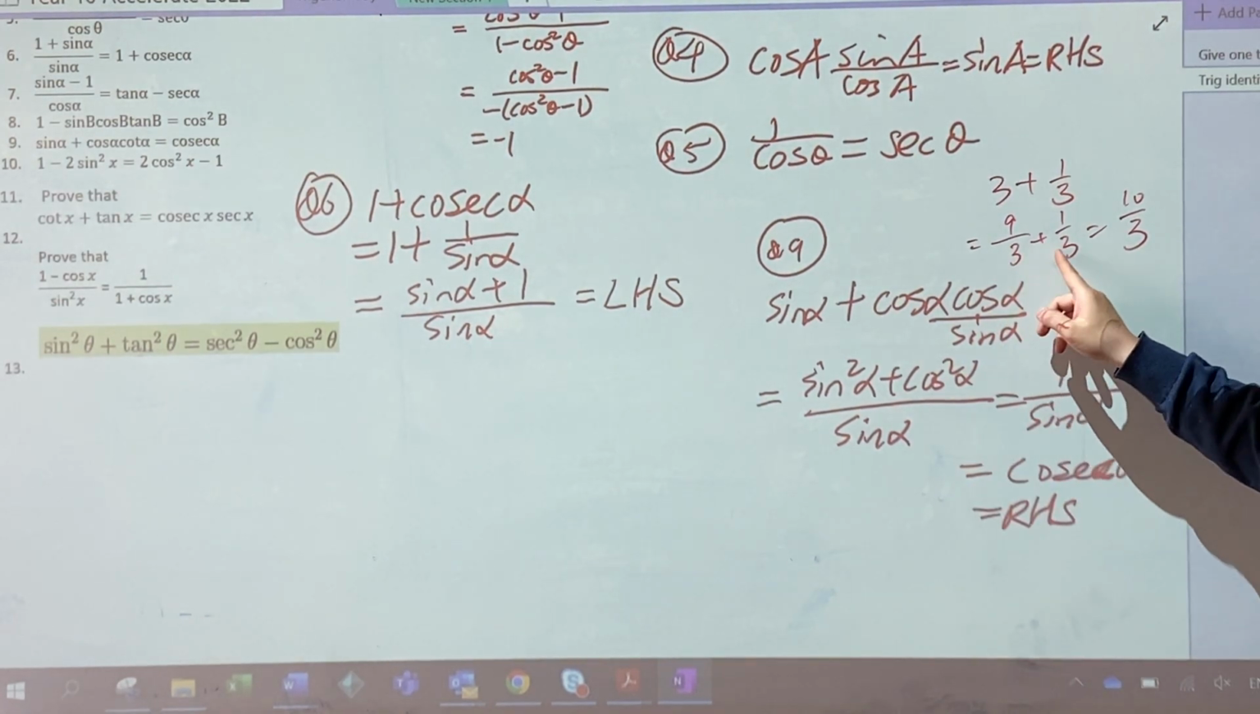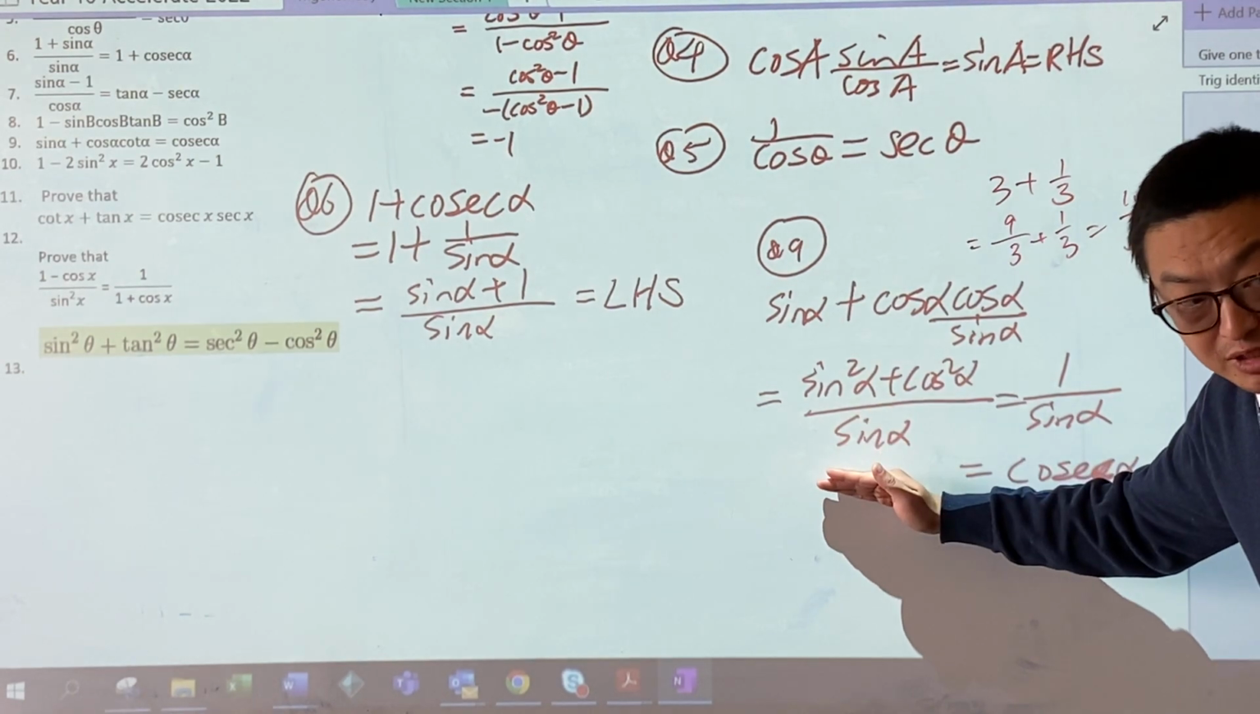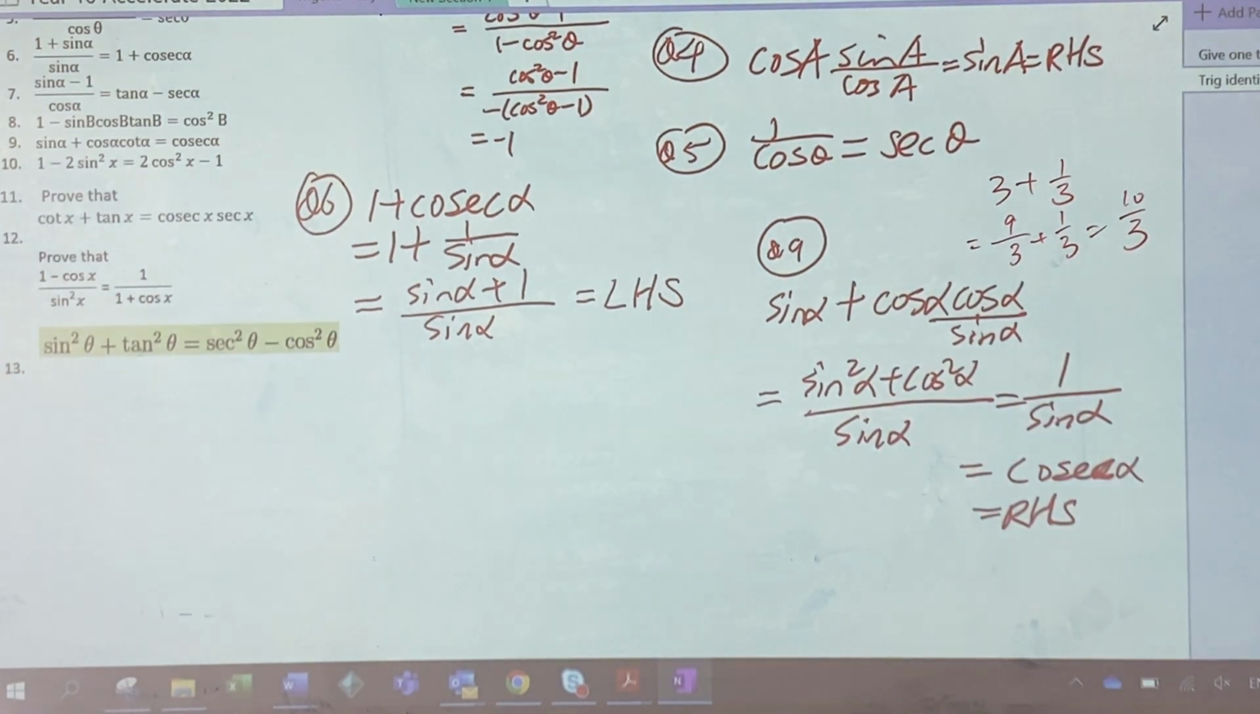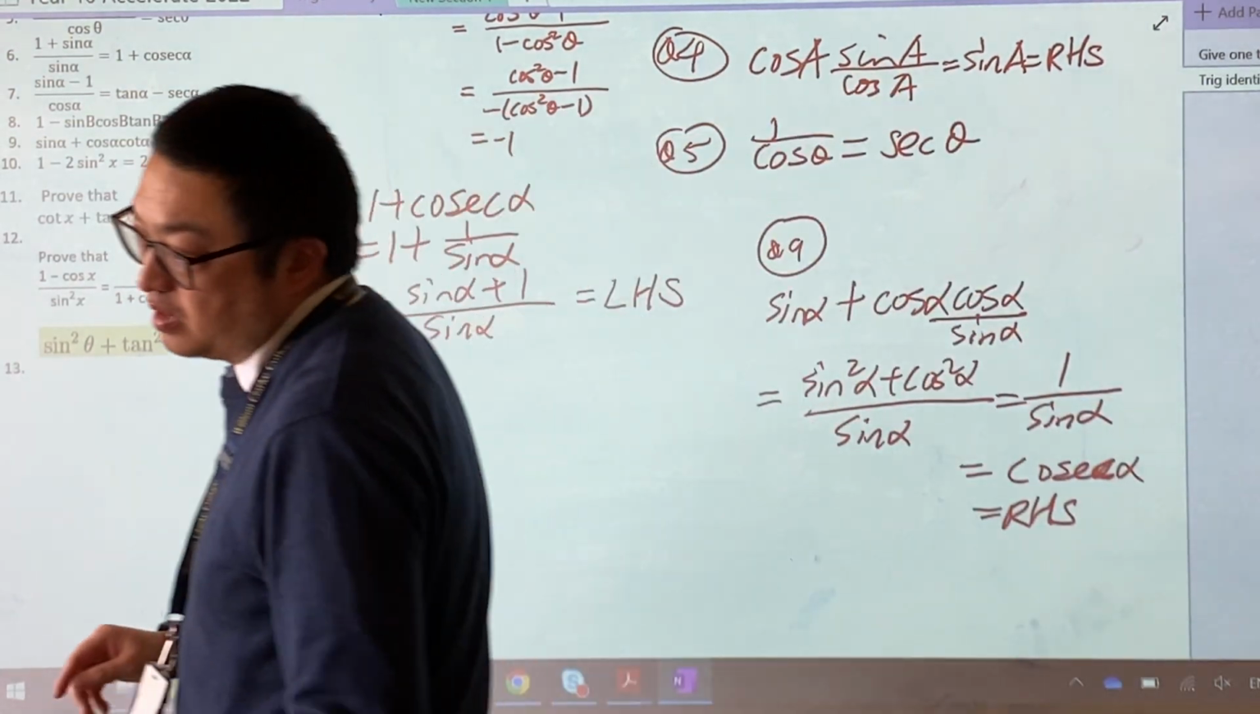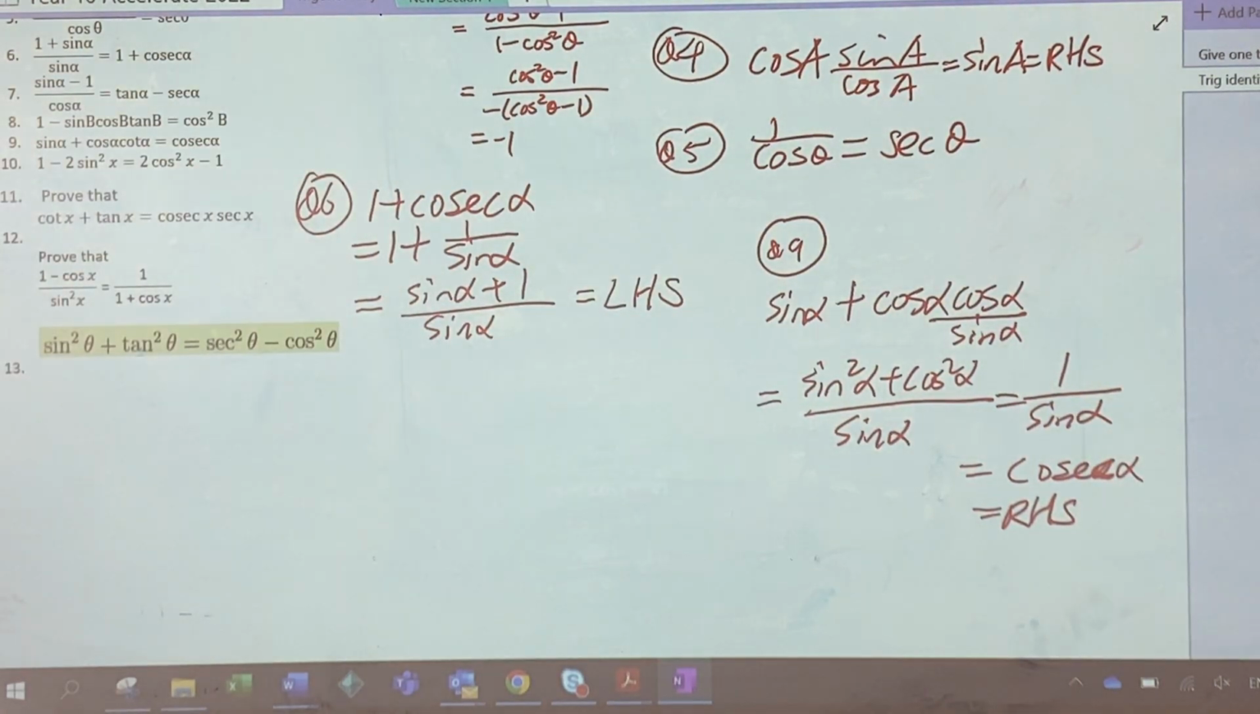That's all I've done here. I put 3 as a common denominator, I put sine alpha as a common denominator. Now times these together. All good? Yeah. Awesome. Yeah, this is false. Okay. Right. That's false, yeah.